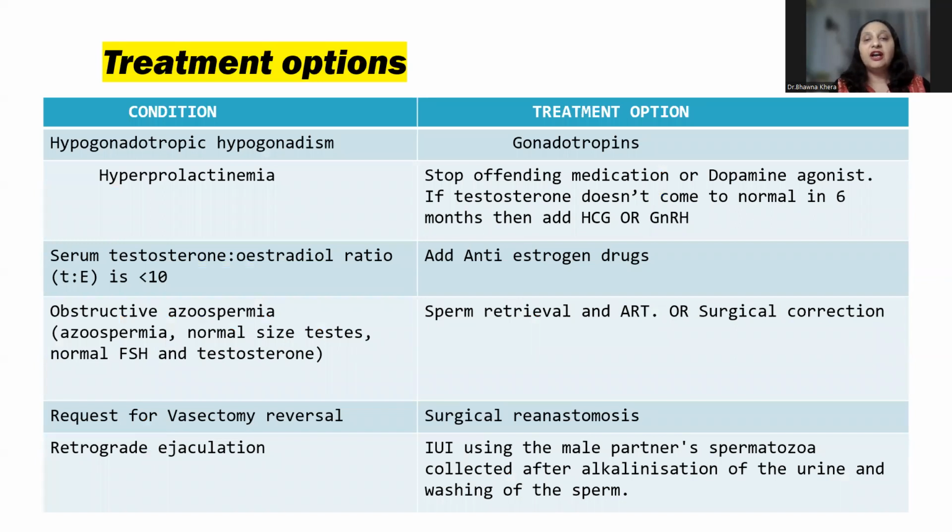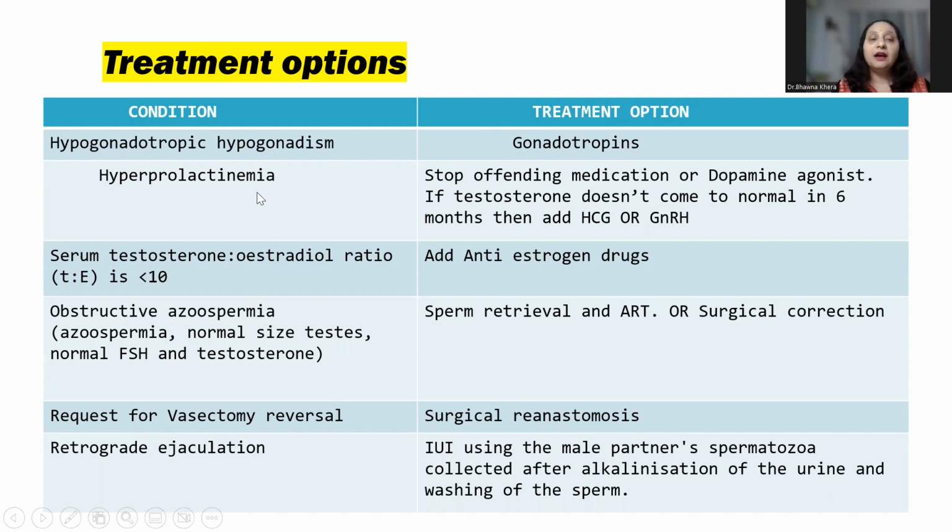Now, this is a chart which will answer all your questions in the exam. Okay. So what are the treatment options? Now, I have already explained it, so I'll just summarize or give you a clear viewpoint on how you have to answer. So now if it is hypogonadotropic hypogonadism, what is this category? This is pre-testicular. The problem is at the level of the pituitary and hypothalamus. So you have to give gonadotropins.